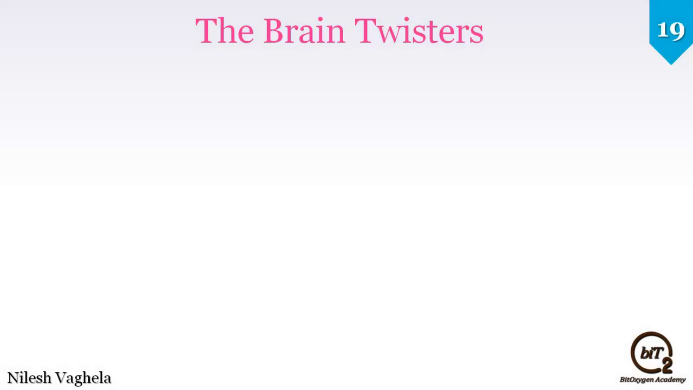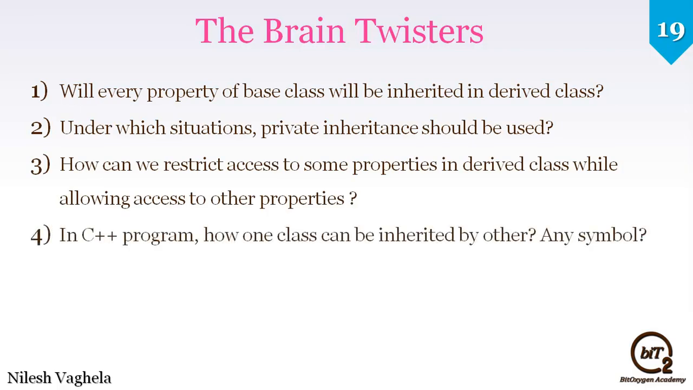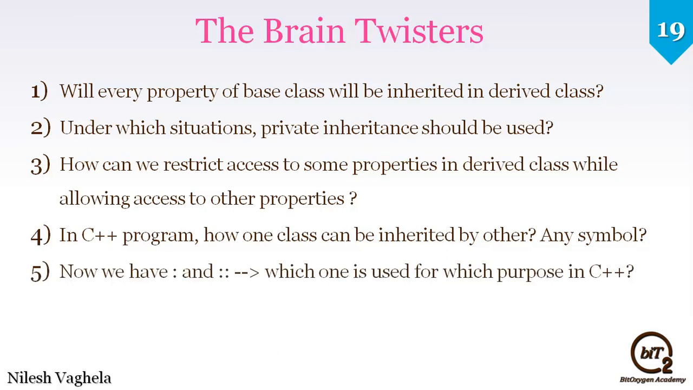Now, apart from these recent challenges, we have another challenge for you. I am giving you some questions and you need to give me an answer in the comment box. So first of all, we list all these questions and we'll explain them. The question is, will every property of the base class be inherited in the derived class? Answer yes or no. Under which situations should private members or private inheritance be used? If all properties can be inherited, then how can we restrict some of the properties in the derived class while allowing other properties to be inherited?